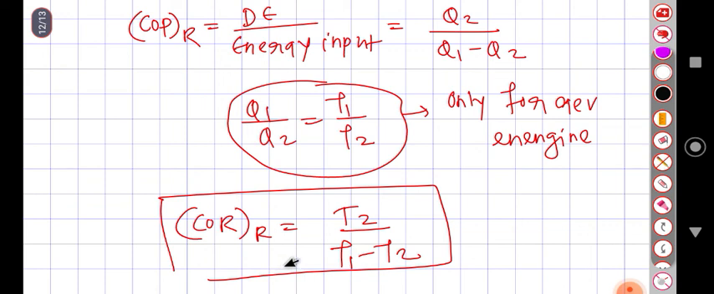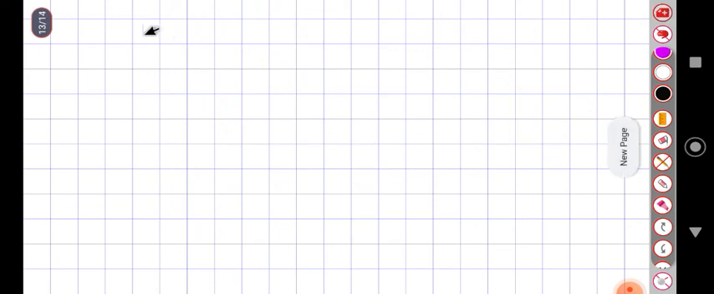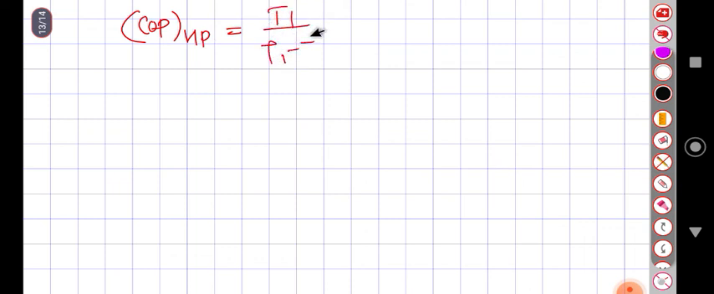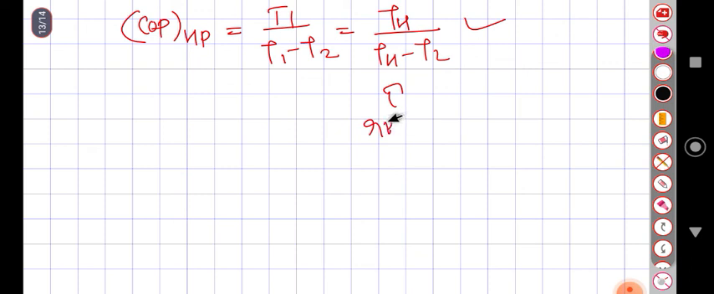And similarly, in case of a heat pump, how will you write this? COP for heat pump, you can write as T1 upon T1 minus T2. The T1 is T higher, so T higher minus T lower, like this you can write. This is the coefficient of performance of a reversible heat pump.